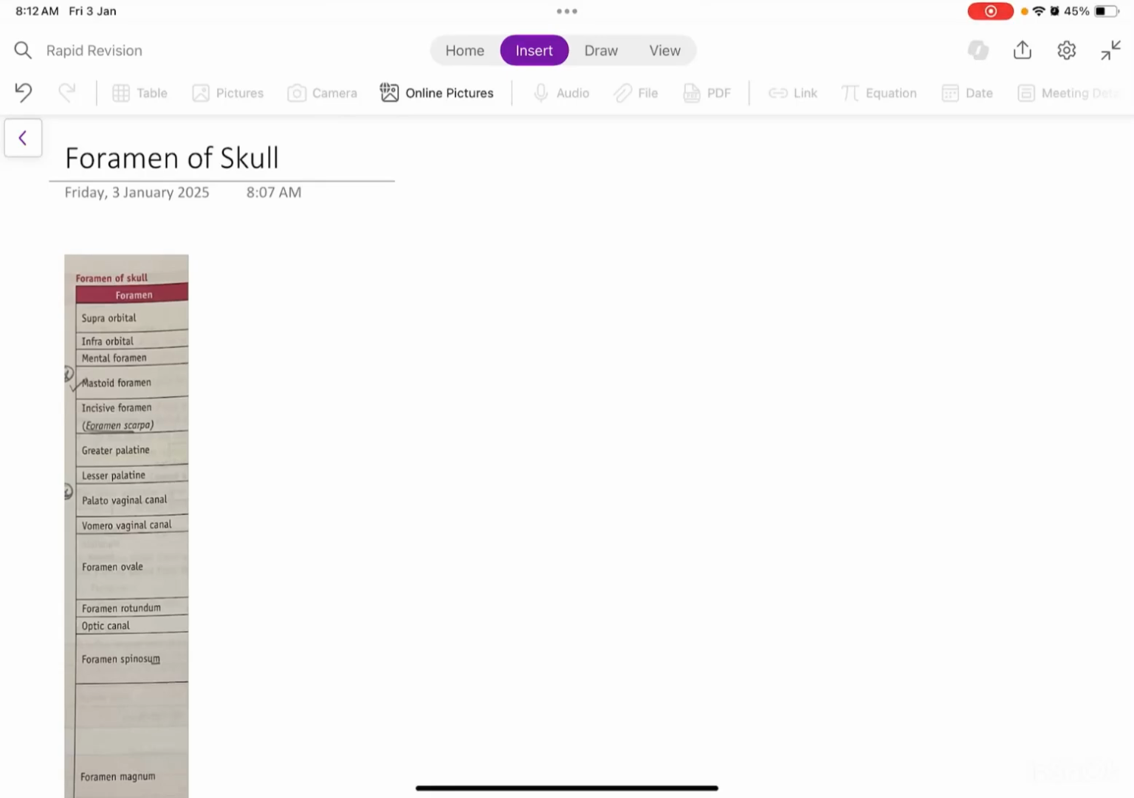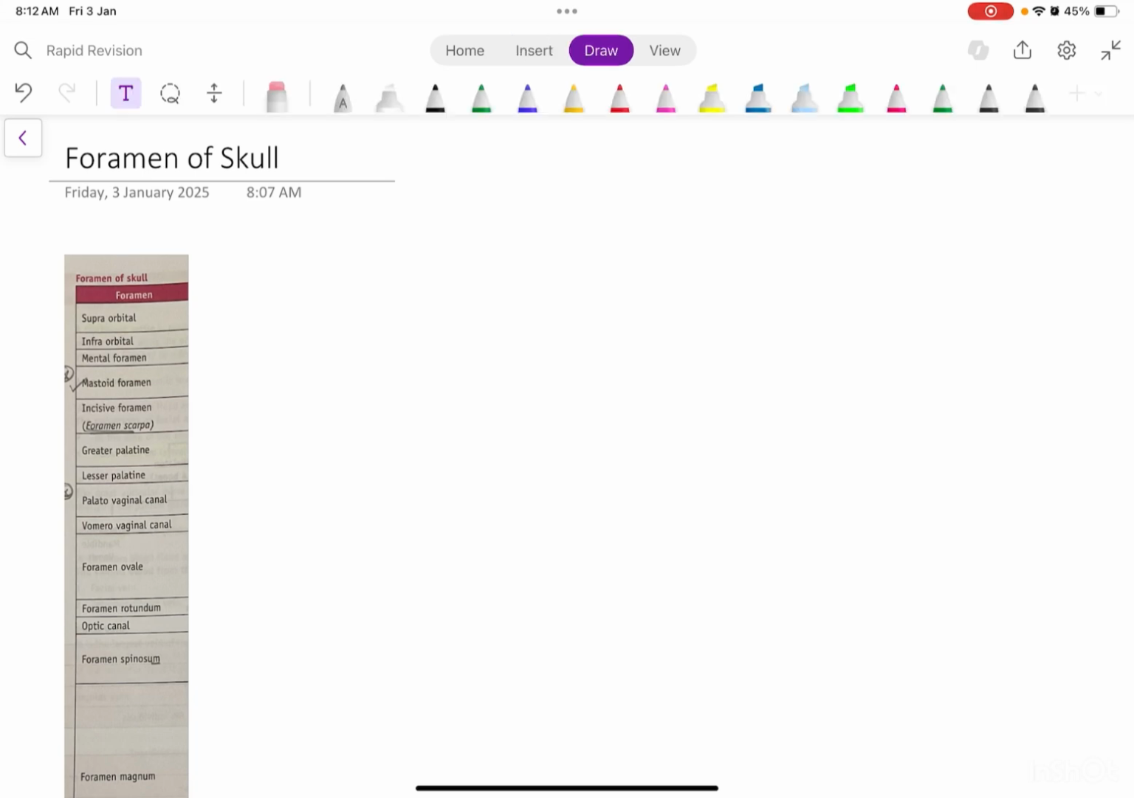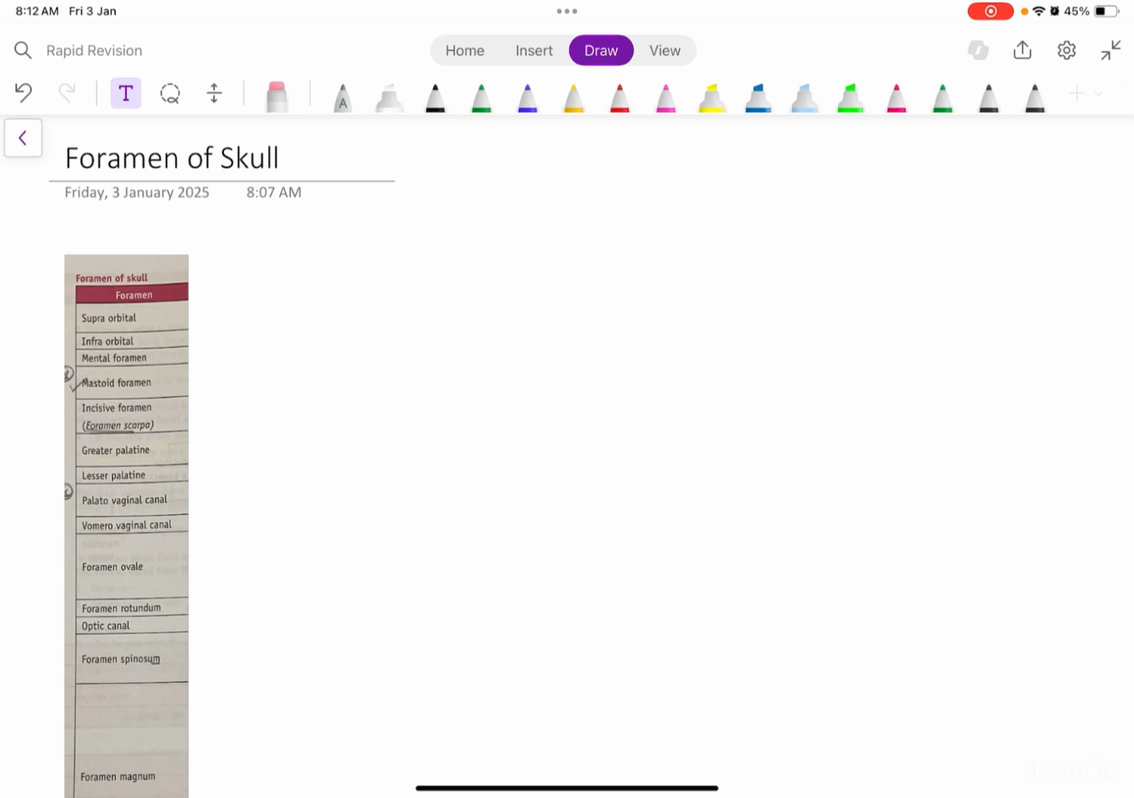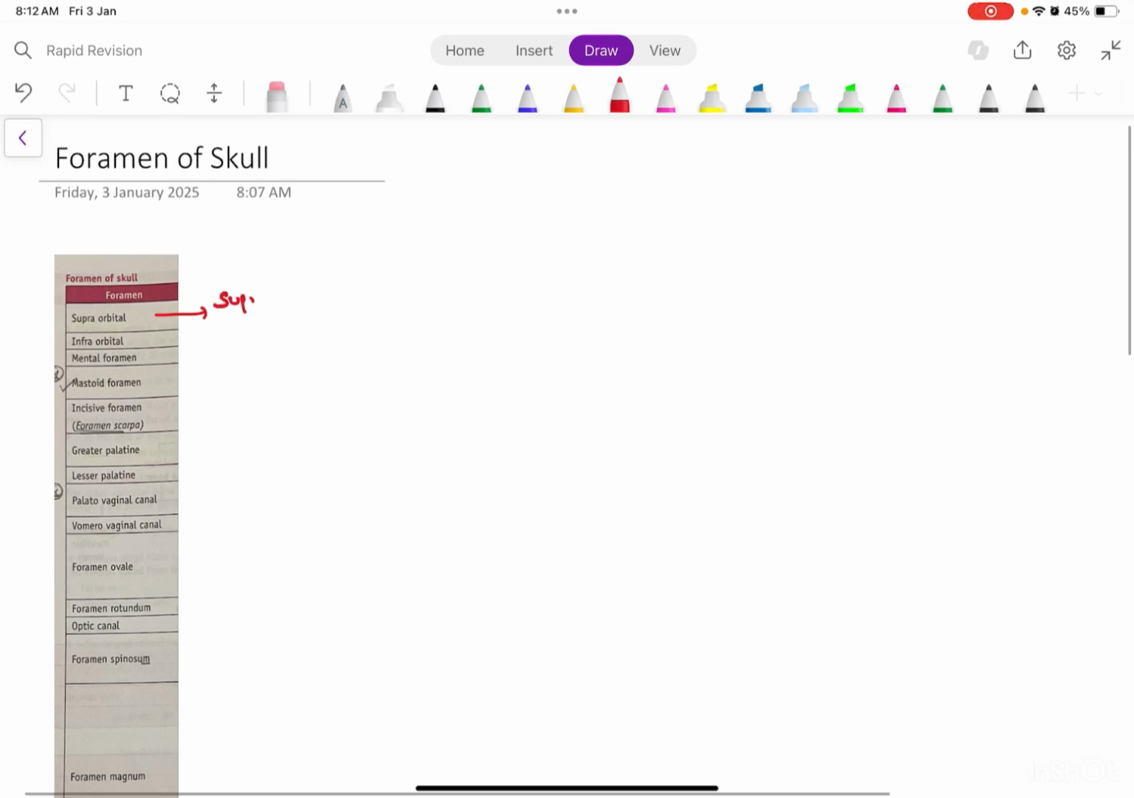In this video, I will be revising all the foramens of the skull and the structures that pass through them. I have a list of them and I'll be writing the components, which will also help you remember them. First of all, we have the supraorbital foramen. It transmits supraorbital nerves and vessels. Infraorbital, similarly, infraorbital nerves and vessels.